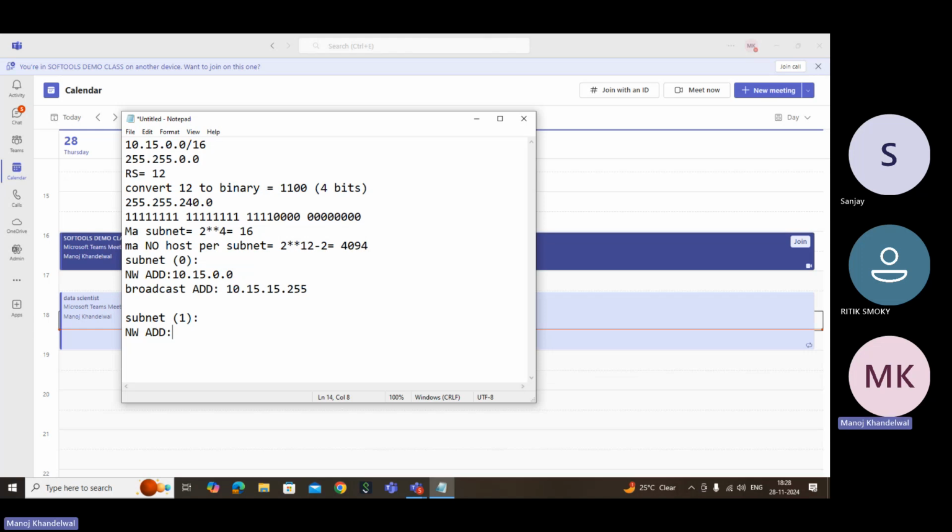Okay, how will we get the network? Very easy. You see this one? The broadcast address of the previous subnet. Just get the immediate IP address after the broadcast address. That will be the first IP address for the next subnet, and this will be used for the network address.